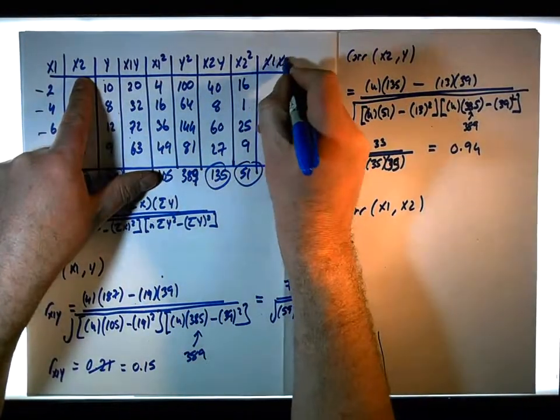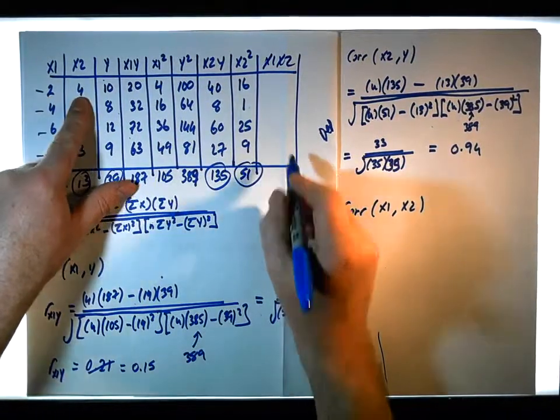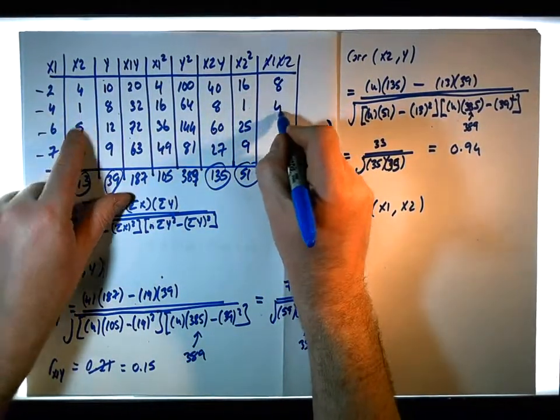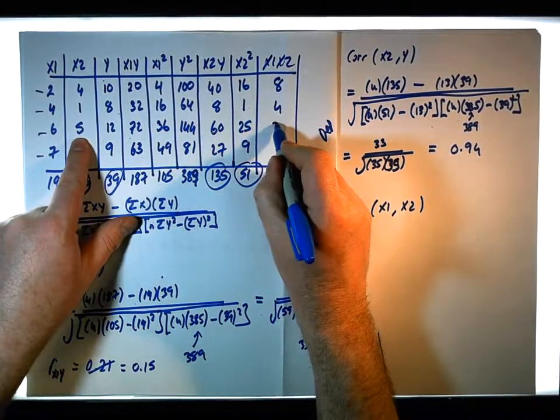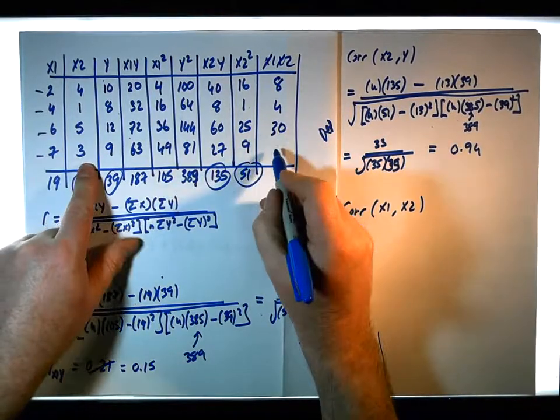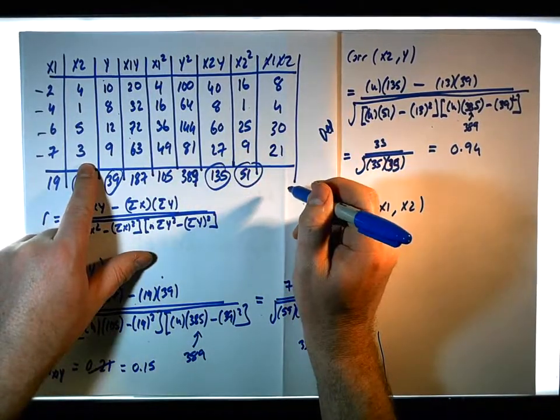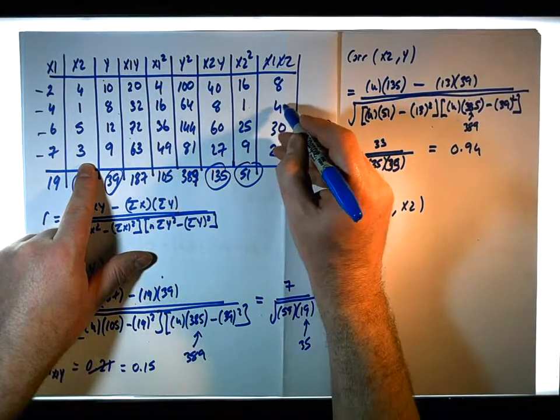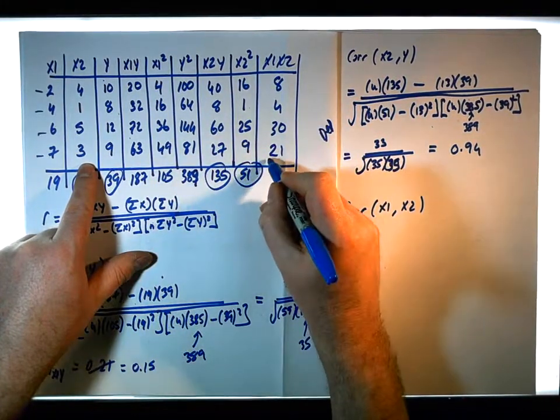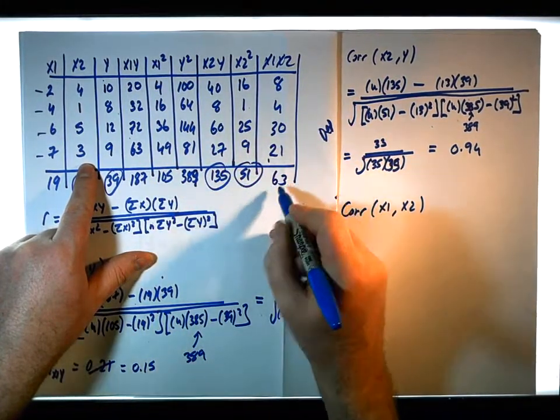So x1 times x2 is 2 times 4, which gives us 8. 4 times 1 is 4. 6 times 5 is 30. 7 times 3 is 21. What does that give us? That gives us 8, 12, 42, and 63, if I'm not mistaken.